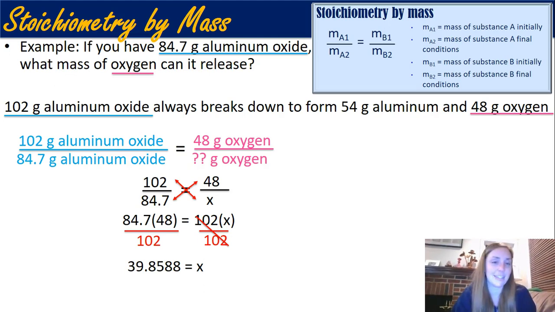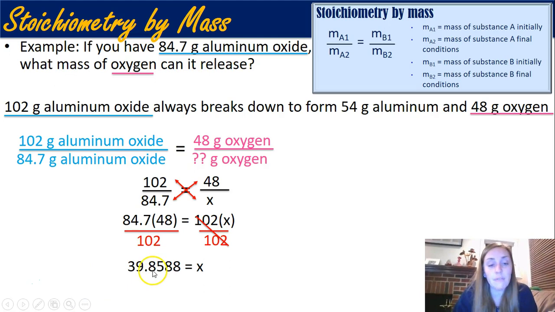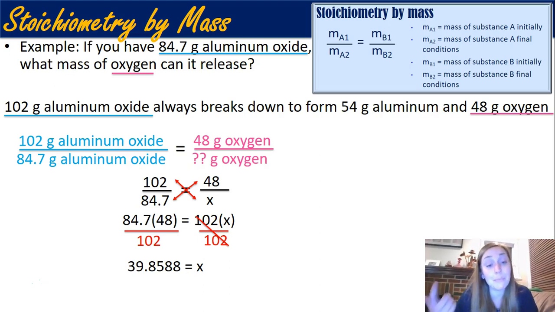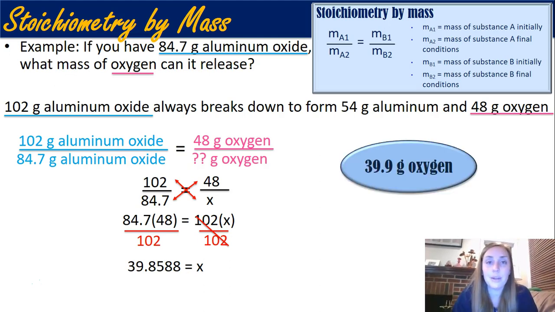39.8588 equals x. Well, I want it rounded to one decimal place, so I would be cutting off after the 8, so that 588 goes away. 5 was my first number I cut though, and 5 bumps it up, so it's 39.9 grams of oxygen.